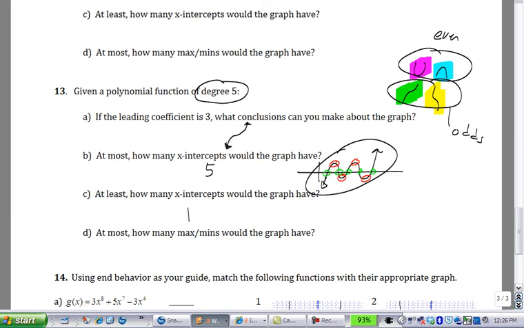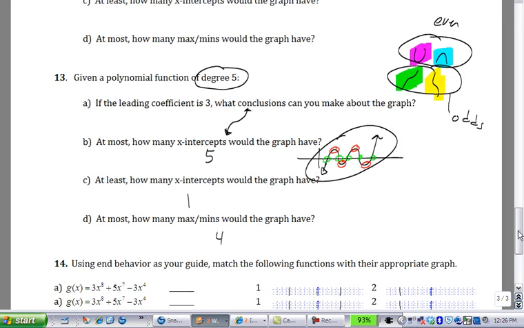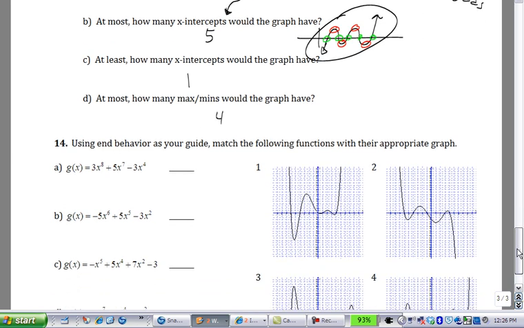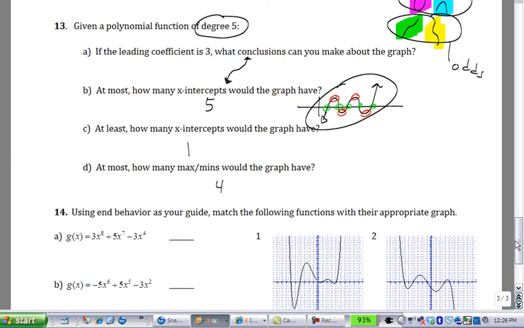And then we answered the max-min questions. If you're drawing it and it crosses 5 times, you'll notice that there's a maximum of 4 peaks and valleys. Doesn't mean there has to be, but that's the max that it can have. So, some of the shortcuts here: this answer, D, is always 1 less than the degree. B is always the degree. And the shortcut for C is 1 if it's odd, 0 if it's even.